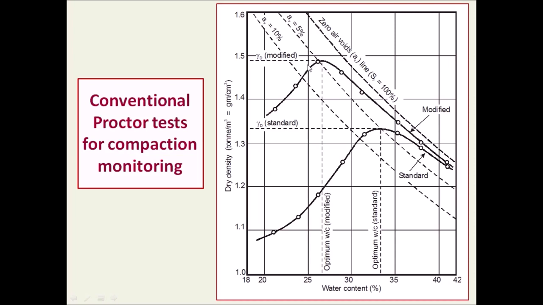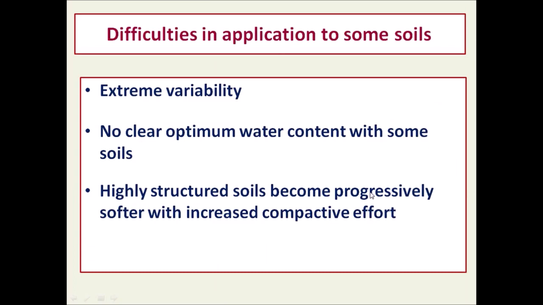When you move a little bit up here, and you may allow the contractor to come a distance up here, you may be approaching 8 or 10%, but there is a relationship between the air voids and the water content, or the optimal water content. There are difficulties in applying the Proctor method, and those difficulties are extreme variability of some soils. Occasionally there is no clear optimal water content, fairly rare, but it does happen.